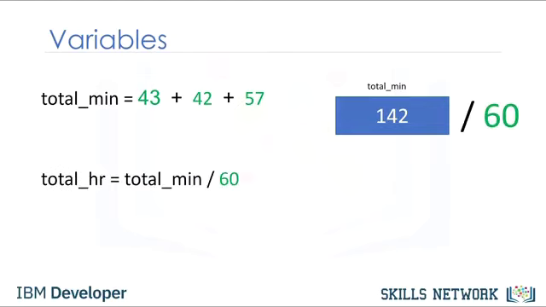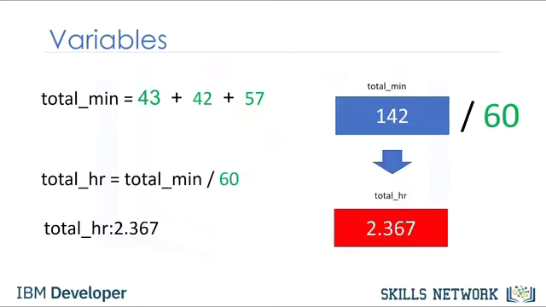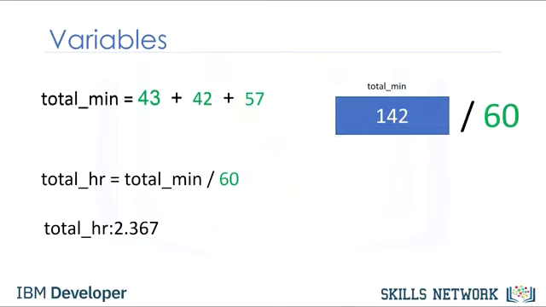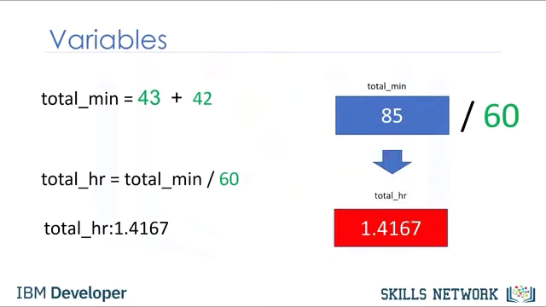We call the variable that contains the total number of hours total_hour. We can obtain the total number of hours by dividing total_min by 60. The result is approximately 2.367 hours. If we modify the value of the first variable, the value of the other variable will change. The final result values change accordingly, but we do not have to modify the rest of the code.